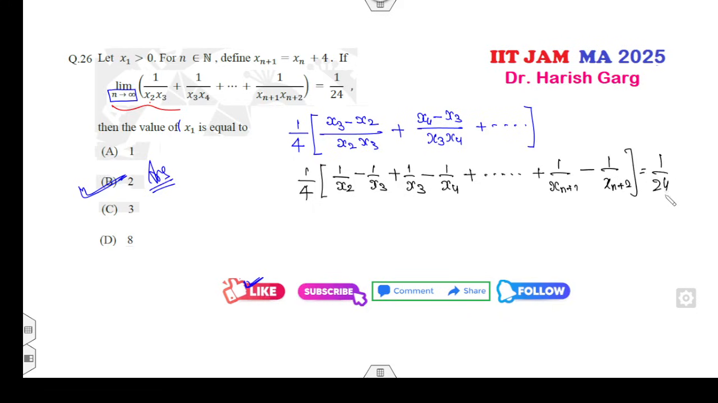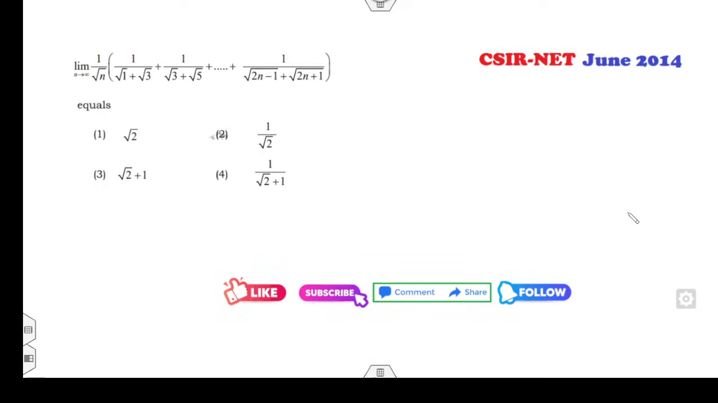It will be 1 over 24. x3 and x3 cancel, x4 and x4 cancel, xn plus 1 cancel. The terms first and last are present. Now again you can see the difference is my AP. Fine, the answer is root of 2. Now but here you can see that it looks like say average.